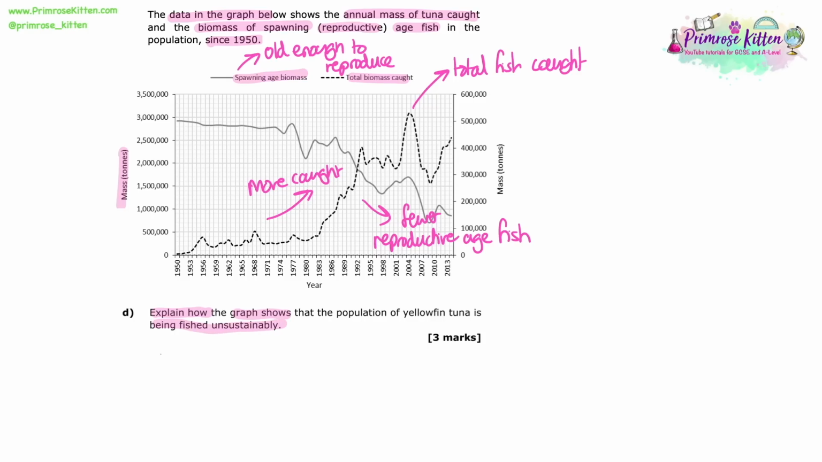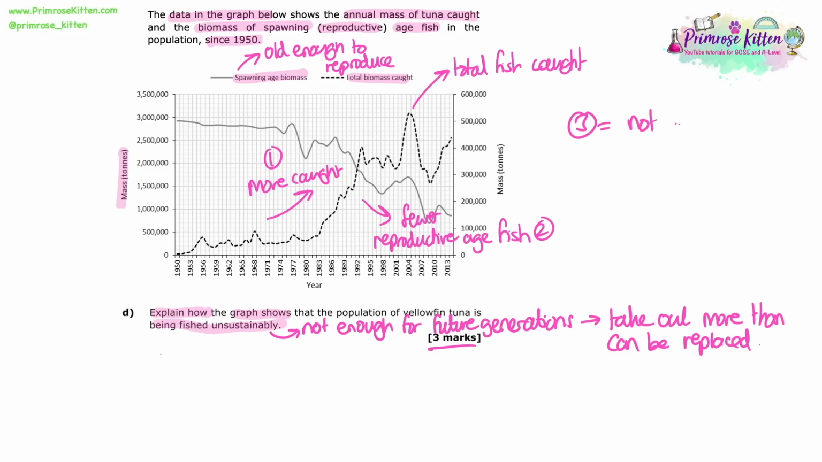Explain how the graph shows that the population of yellowfin tuna is being fished unsustainably. So remembering what being unsustainable means, it's about not leaving enough for future generations. It's about taking more than can be replaced naturally. So we already have our first and second point, the two descriptions of the patterns that we saw in the graph. And then to get our third mark, we have to specifically say how those two bits of information demonstrate that it's not sustainable. And it's because not enough fish of reproductive age are being left behind to breed to replace the fish that are being caught.